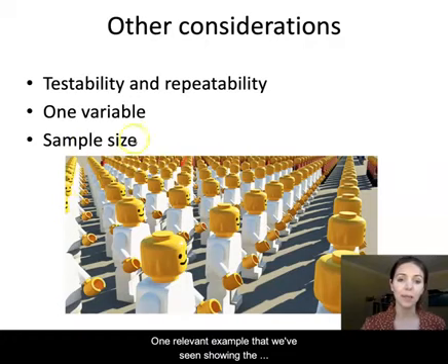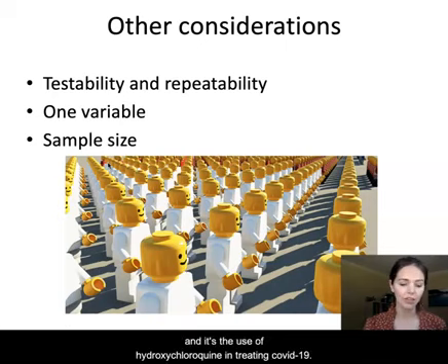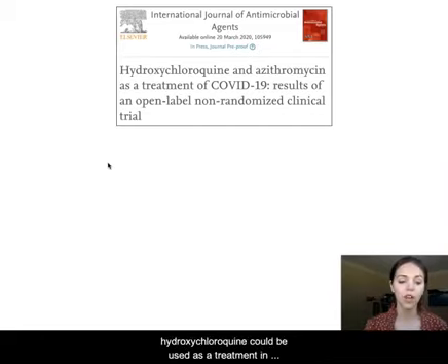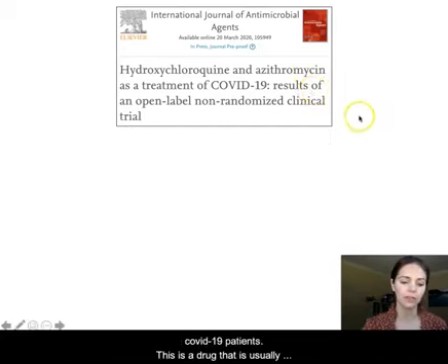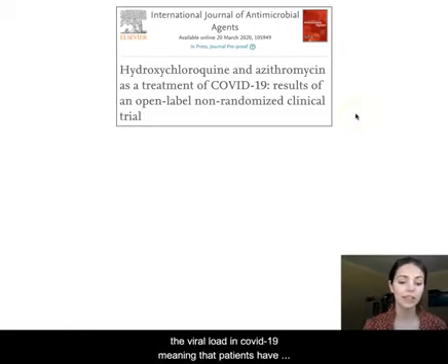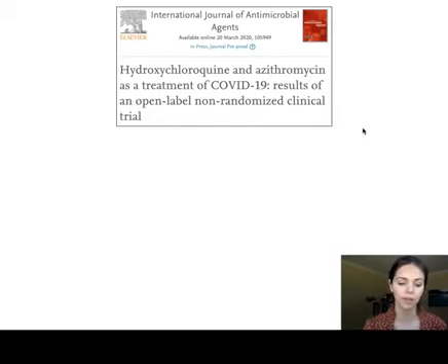One relevant example that we've seen showing the importance of sample size has been in the news recently, and it's the use of hydroxychloroquine in treating COVID-19. So in March of this year, 2020, a study came out that seemed to show hydroxychloroquine could be used as a treatment in COVID-19 patients. So this is a drug that's usually used to treat malaria, but in this study it seemed to reduce the viral load in COVID-19, meaning that patients had less virus in their body if they took this drug.